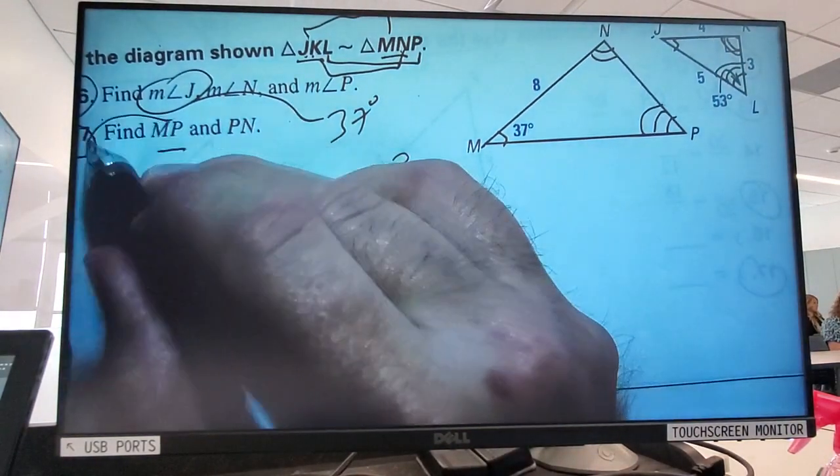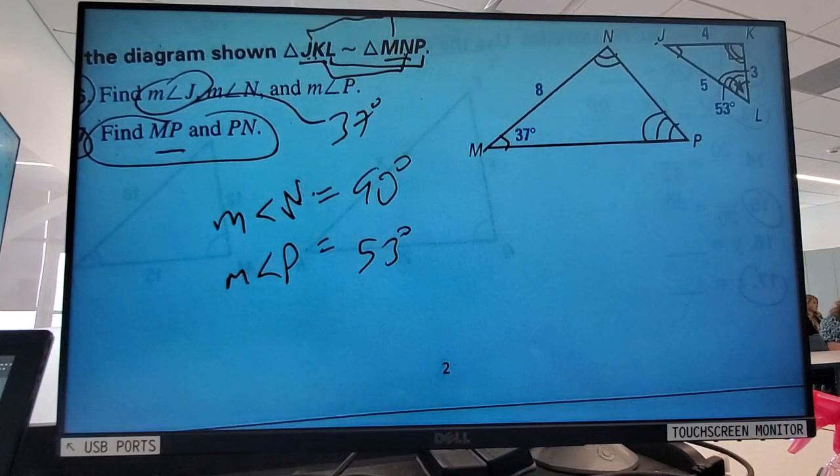MP. Now, in order to find these, what should I really find first? If I find this first, it makes side questions easier. Scale factor. And what's the scale factor? Why? If I rotate that, the 4 and the 8 line up, so one must be the other one ramped up. So to go from JKL to MNP, I have to multiply by 2. Kick ass. So therefore, what's MP? Because what side does it line up with? It lines up with 5, right? So therefore, MP is, holy shit, 10.